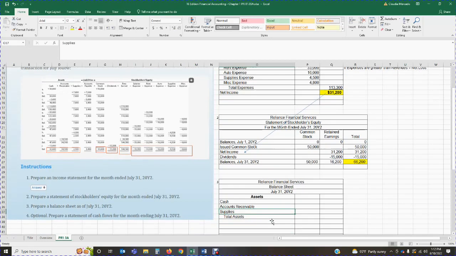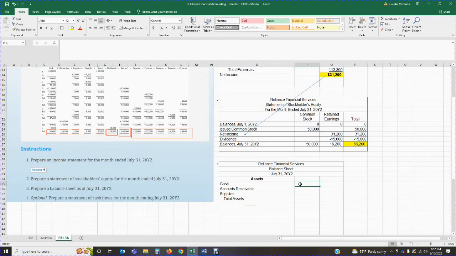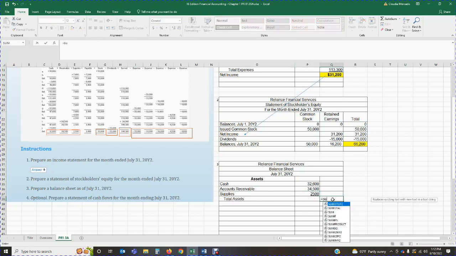Okay, because we have more than one account, we're going to do the addition in the first column, and then we're going to bring the total to the end. Okay, so we've got cash of $32,600, accounts receivable of $34,500, supplies of $2,500. Okay, so my total assets are, let's see, underline, we're going to add them up. So my total assets are $69,600. Okay, that is my total assets.